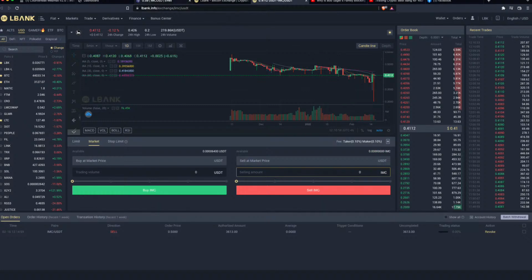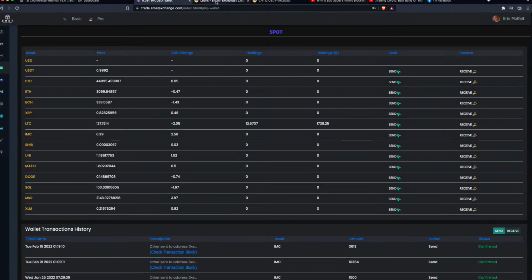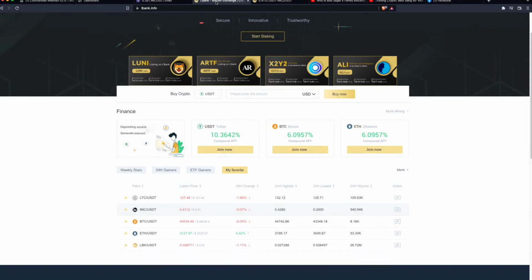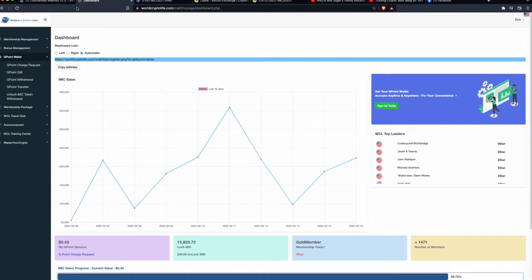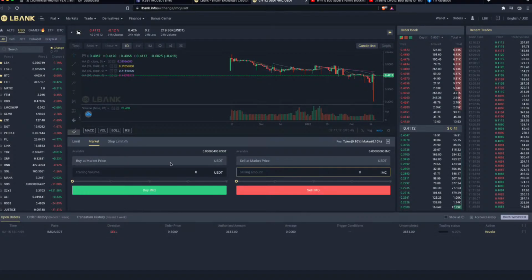Now, this doesn't happen immediately. It takes time to get from World Crypto Life over to EMET, and it takes time from EMET over to LBank. It's a little bit faster from EMET to LBank, a little slower from World Crypto Life over to EMET. But once you get it in LBank, you can sell at the price that you market right there, 41.12. That's what it's going to sell for right then and right there.